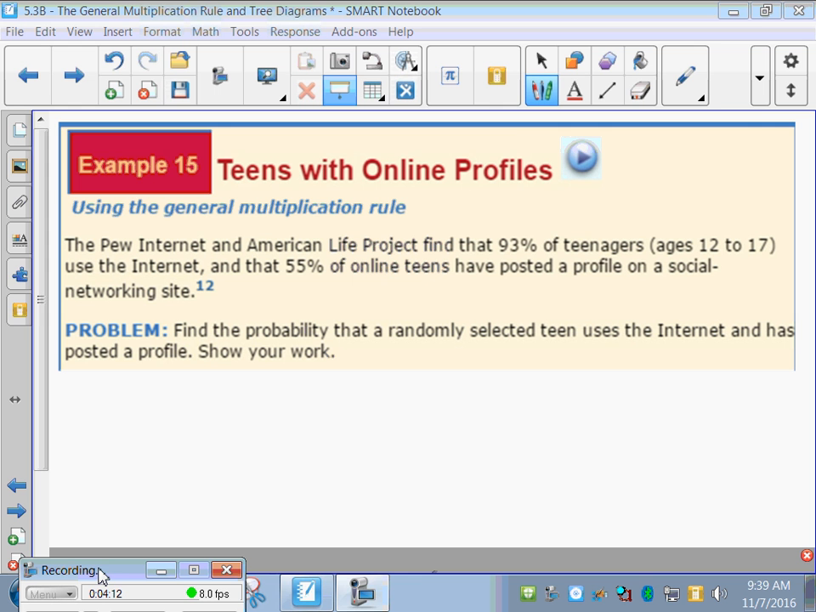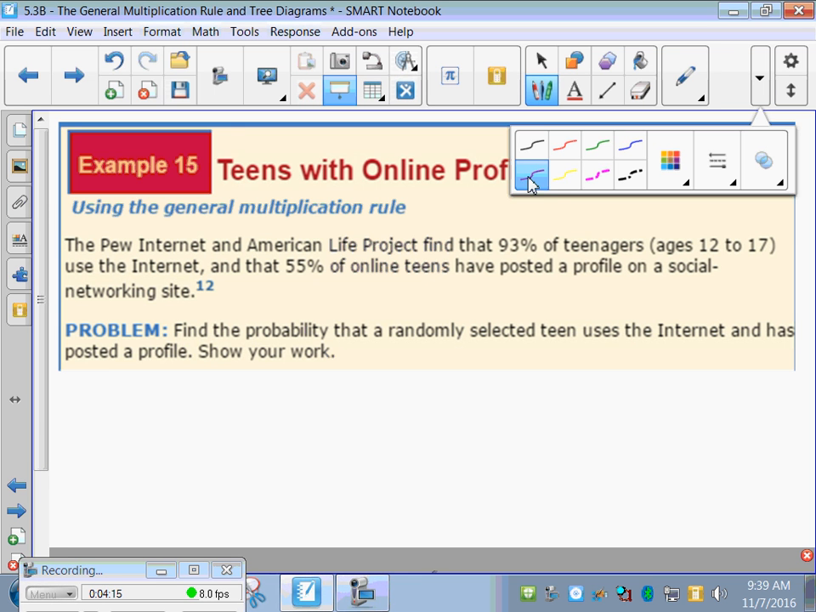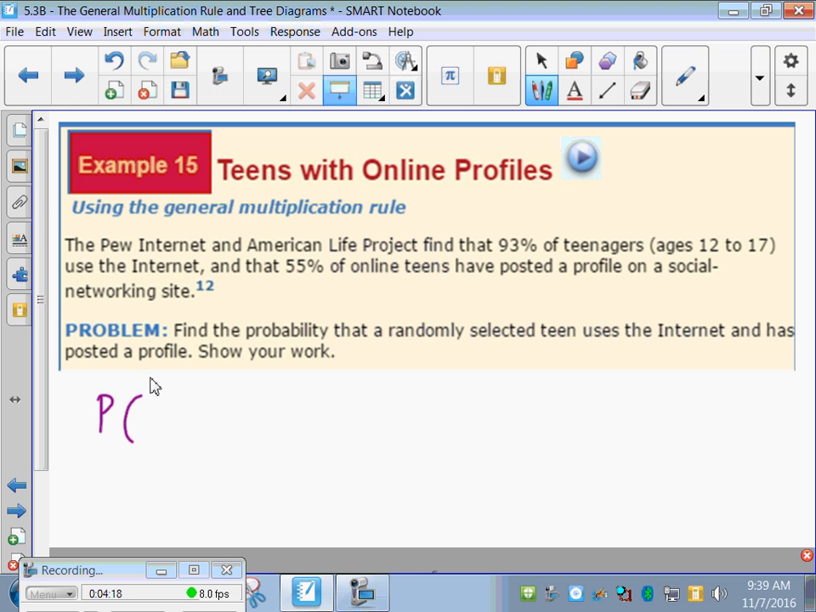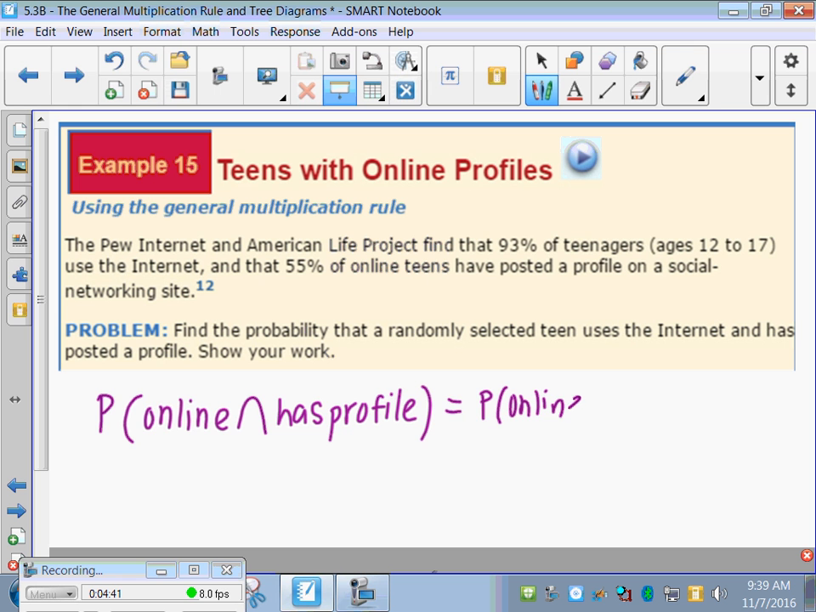So two things happening. So let's write this out with our probability, how it would look. So we would do the probability that the teen is online, and, so that's this symbol, uses the internet and has set up a profile. So we'll put has a profile. Okay, so probably they're online and they have a profile. So the formula is, well, first we have to say the probability that they're online, and we're going to multiply that times the probability that they've got a profile given that they're online. Okay, so the probability that they're online times the probability they have a profile given that they're online.